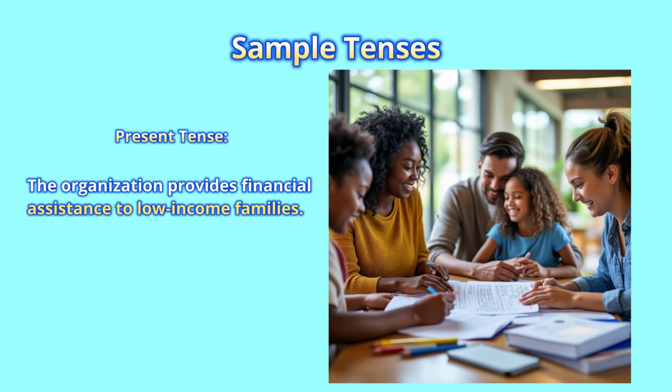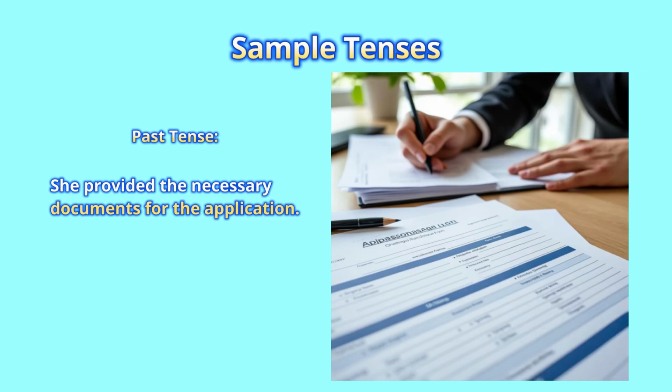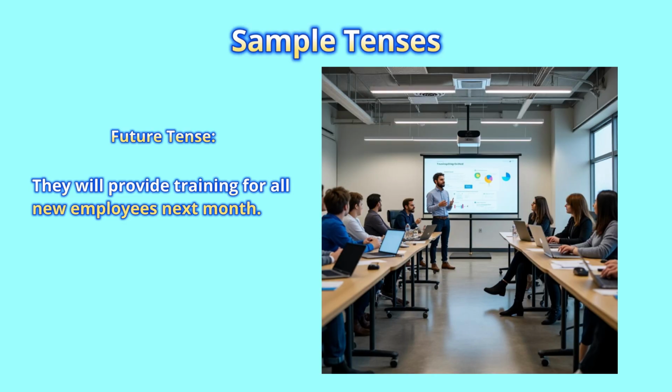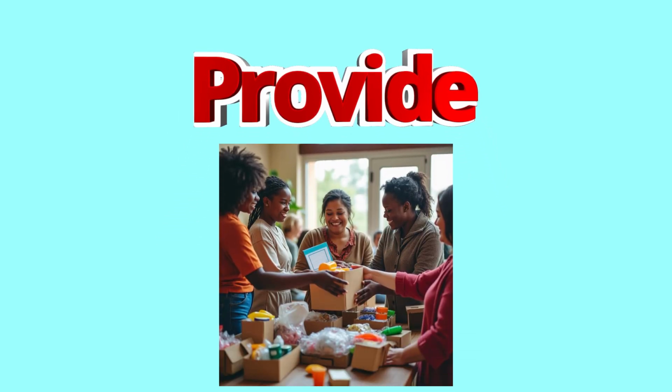Sample tenses. Here are examples of provide used in different contexts. Present tense. The organization provides financial assistance to low-income families. Past tense. She provided the necessary documents for the application. Future tense. They will provide training for all new employees next month. Summary. Provide involves supplying or making available what is necessary or desired.